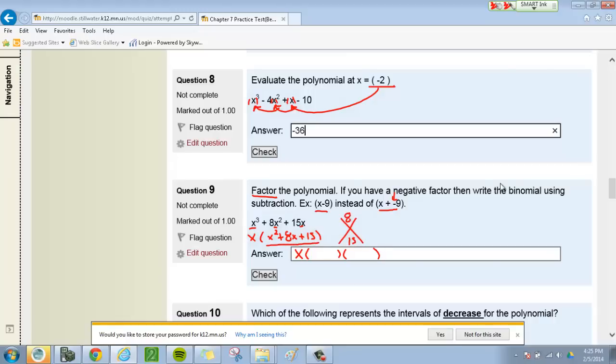What times what is 15 that adds together to be 8? Well, that's 3 and 5. So I have x plus 3, x plus 5 right there. Let's type that in behind all that writing. So I got x times x plus 3, x plus 5. And I'll just erase this so you guys can see that a little bit better. That's how I put it in there. Good thing I erased it. Holy cow, I made a mistake. Let's do plus 3, plus 5. There we go. Okay, moving on to the next one.